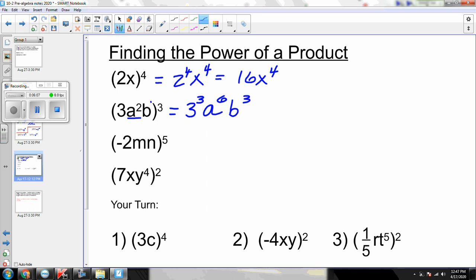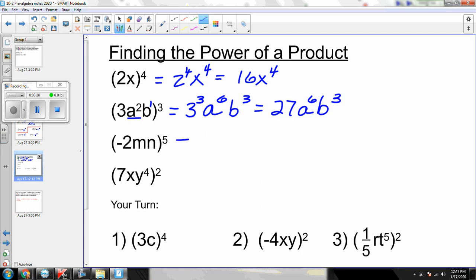You can think of this b as b to the 1st. And then when you take a power to a power, you multiply 1 times 3 to get 3. Then I could go ahead and find 3 to the 3rd, which is 3 times 3, 9, times 3. This would be 27 a to the 6, b to the 3rd.